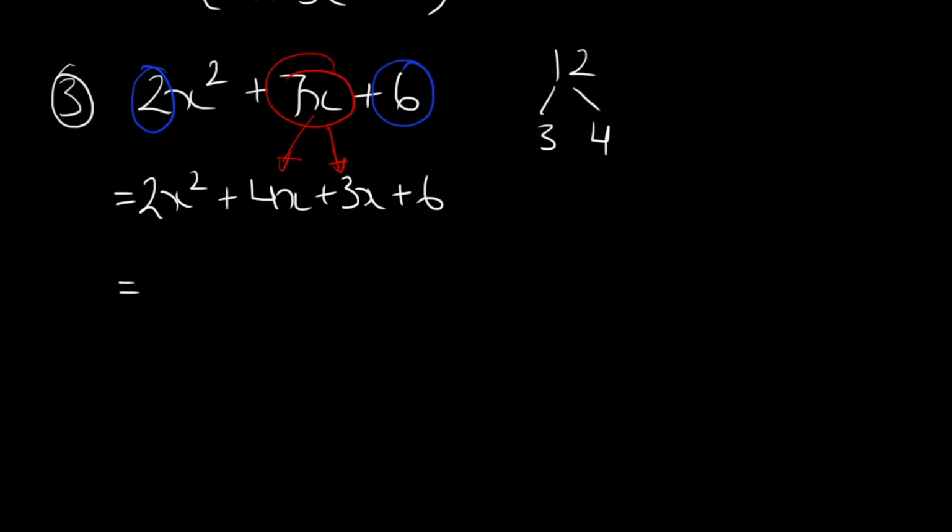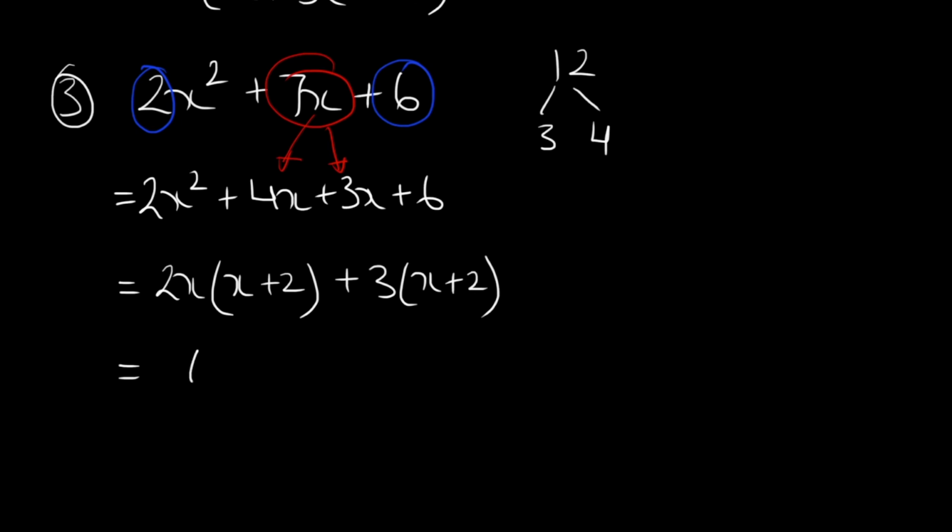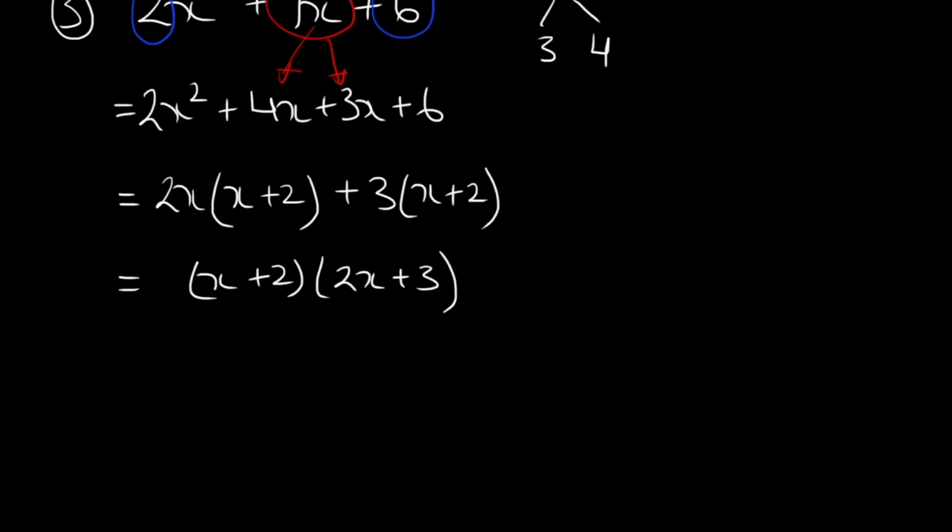Okay, so now I just need to factorize these two pairs. So that gives me 2x, x plus 2. And then if I factorize out 3 from this pair, that gives me x plus 2. Okay, so I've realized I haven't really talked through the factorization of the pairs in too much detail. If you're a little bit stuck on that, just check out our video on factorizing pairs. Okay, now I can put these together. So I have x plus 2, then I have 2x plus 3. Okay, easy as that. So that was a third example.